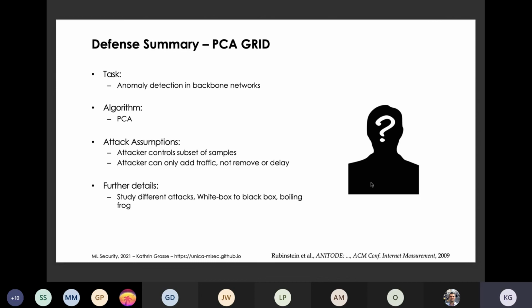And the attack assumption this time is, again, that the attacker controls a subset of the samples. And in this specific setting of network traffic, we assume that the attacker can only add traffic. It cannot remove traffic and it cannot delay traffic. And this, I would say, is a reasonable assumption in this context, because how would you remove traffic unless unplugging something, which would be fairly obvious for whoever owns the network? And further details are that they study a wide range of attacks in the paper, concerning white box, black box, and also boiling frog, where over a long time you're slowly increasing the amount of introduced data.